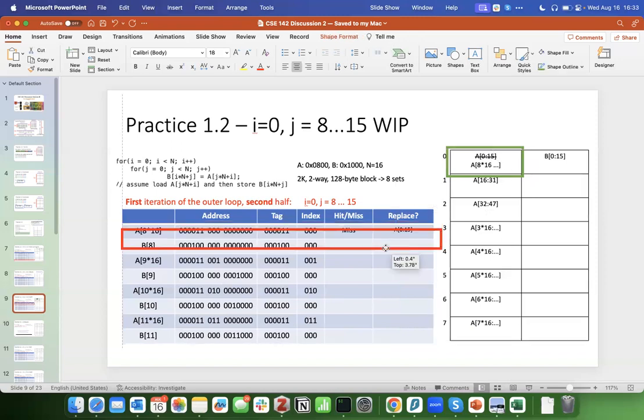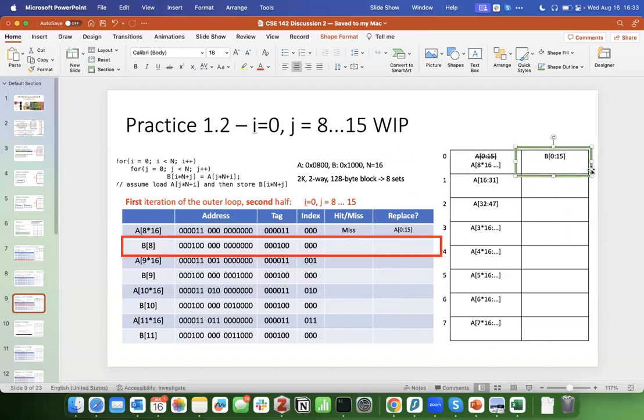All right, and move on to B8, right? Again, look at the index 0, 0, 0. Well, it's still within the same block, right? Everything from B0 to B15 are in the same block. So this is a cache hit. And I don't replace anything.